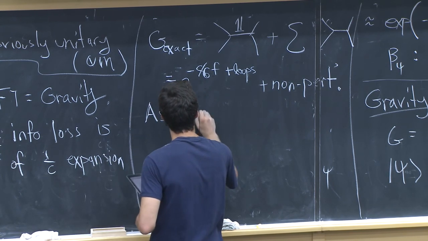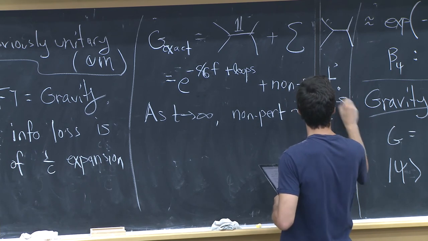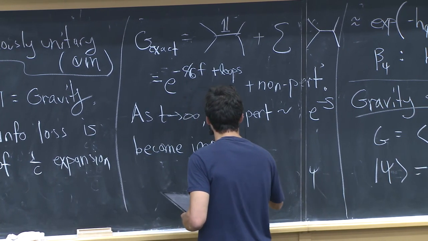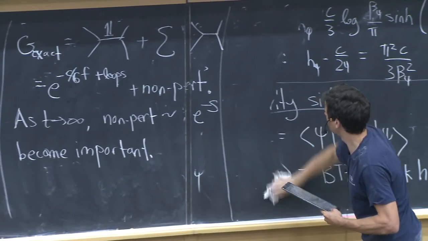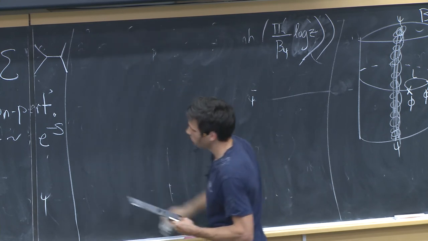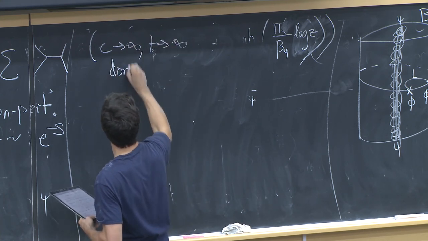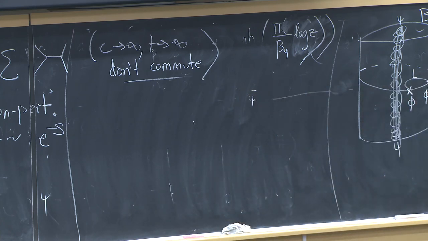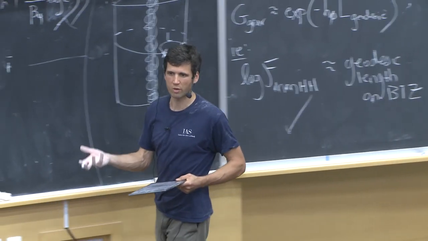So as t goes to infinity, these non-perturbative terms, which have not been calculated, but presumably should go like e to the minus S, become important. Another way of saying it is that the limits c to infinity and t to infinity just don't commute. When you take the large c limit, you get this leading saddle. But then when you go to large t, you have another big number in the game, and your approximation breaks down.